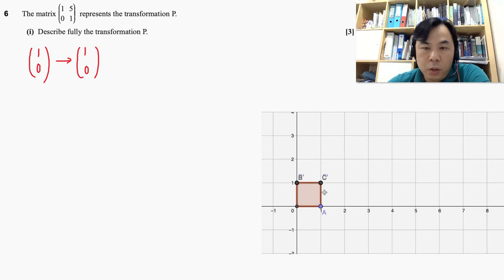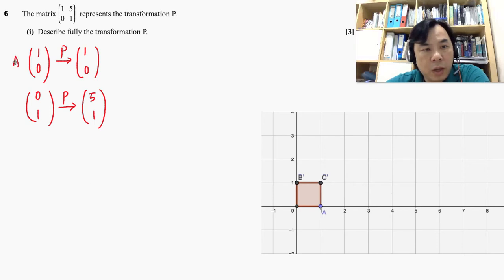Usually the main focus here is just A and B. Now, B will undergo transformation. The original coordinate for B is (0, 1). When it undergoes transformation P, this coordinate will be transformed to (5, 1). So this is coordinate A, transformed to A prime, which is its image. This is coordinate B, transformed to B prime. That's how it looks. Now let me show you the effect.